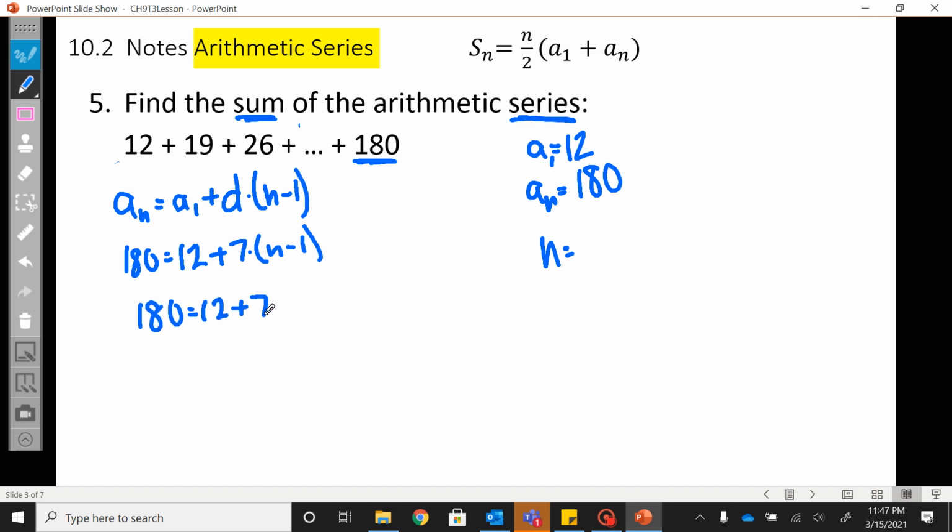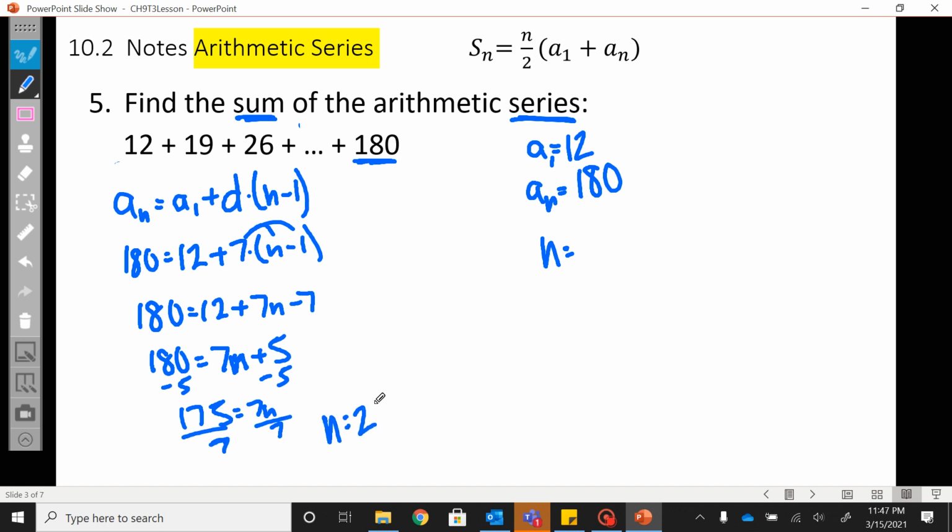So 180 equals 12 plus 7n minus 7, just distribute the 7. So 180 is equal to 7n plus 5. I can solve this for n. So minus 5, 175 equals 7n. Divide by 7, n is equal to 25. Okay, so going back to what I need to know for the series, I need to know the first term, the last term, and the number of terms. Well, it turns out that there are 25 terms. 180 is the 25th term.